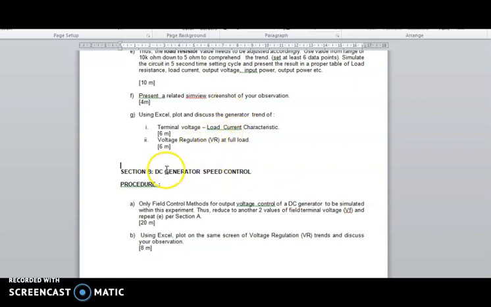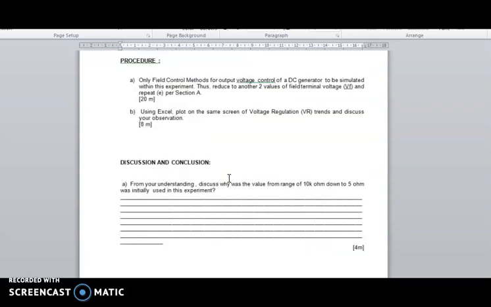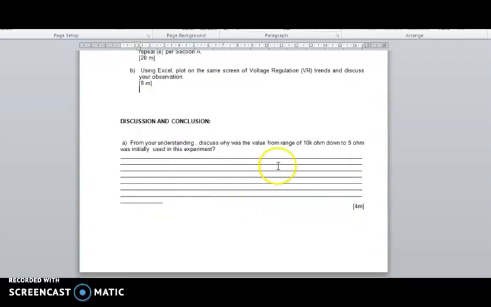Then the speed control. Second is your speed control. So now you use voltage regulation or voltage variation on the field terminal. Then you see what is the response of your system. So using Excel plot, also plot the VR of your system. So discuss why we use this 100 kilo ohm down to 5 ohm in this experiment. So once you generate the graph, you can see the justification of this value.